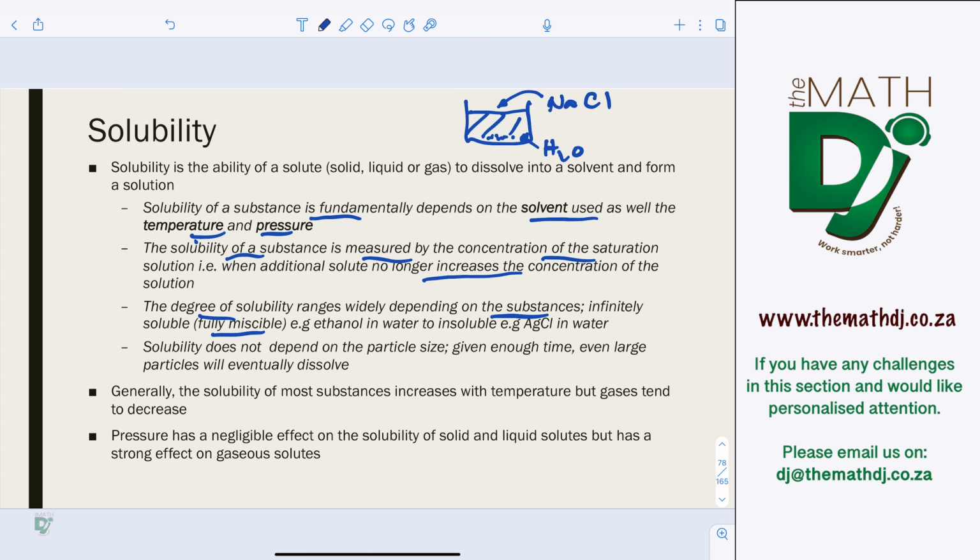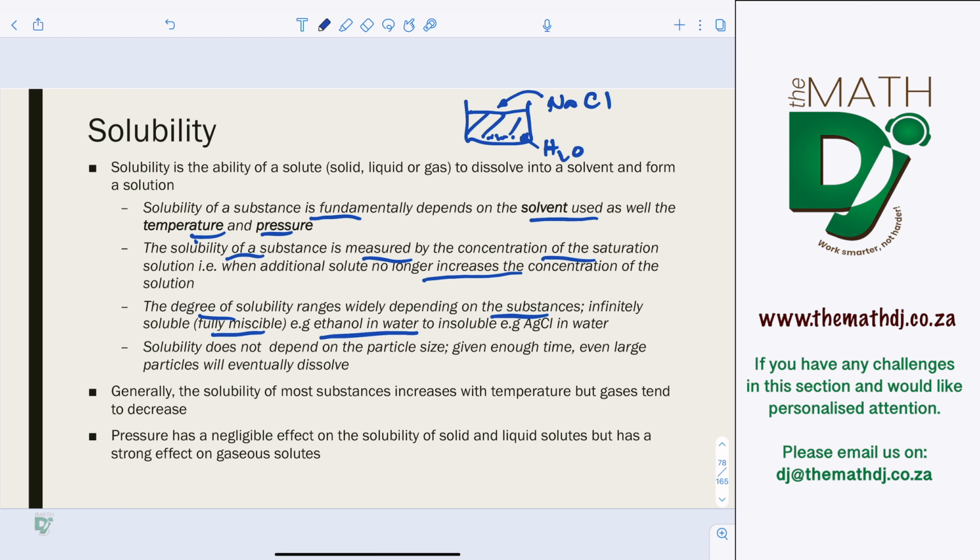Then silver chloride in water. Okay, so basically what we are saying here is that ethanol in water is fully mixable. What it means is that it is not limited. You can continuously add water into ethanol and it will continuously dissolve, and there won't be any issues. You continuously add and add and add, and nothing will change.